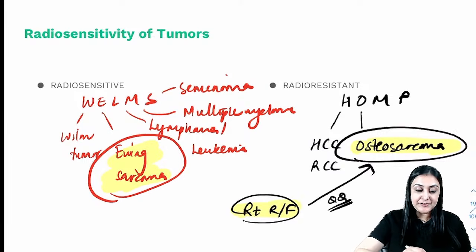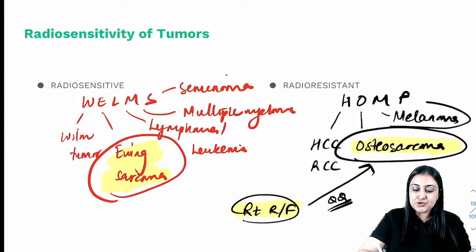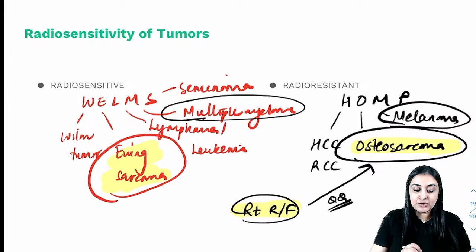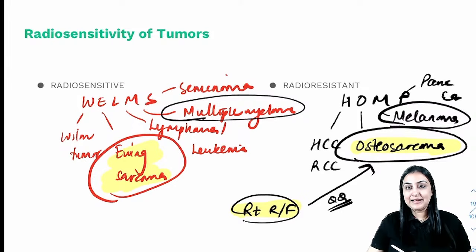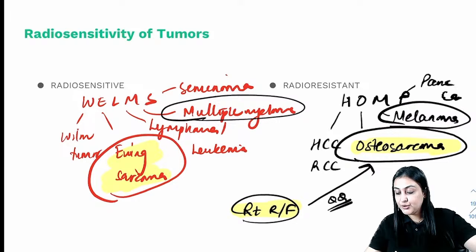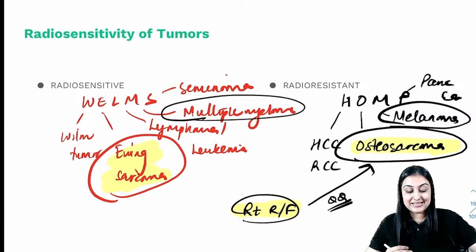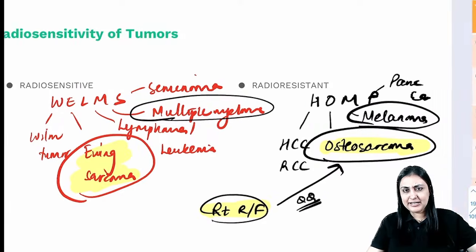So you can just remember this. M for melanoma. Again, two Ms here, so don't mix the two. Multiple myeloma sensitive, melanoma resistant. And P for pancreatic carcinoma. So pancreatic carcinoma, again radio resistant. All right. So these are all the things which are asked as one-liners.